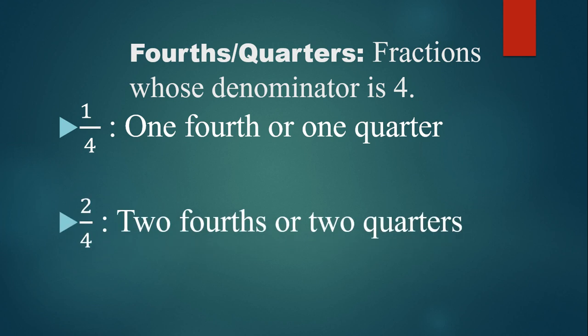Now, what if I have 2 up and I have 4 down? What are you going to call it? Right, 2/4 or 2 quarters. It is, in fact, that simple. So fractions with the denominator of 4 are called fourths. And it's not hard at all to remember that.